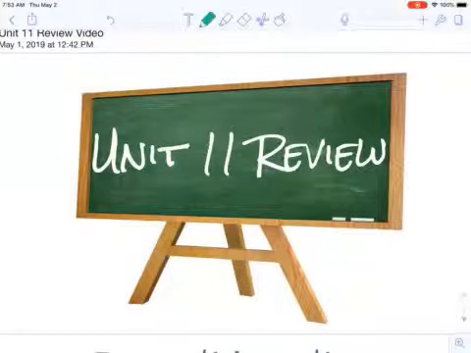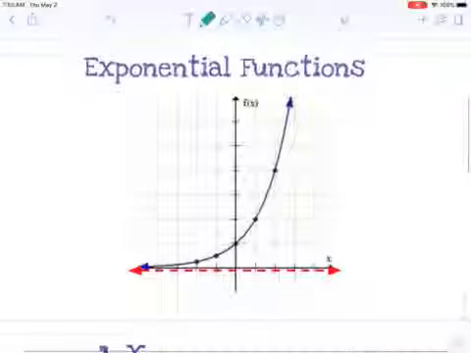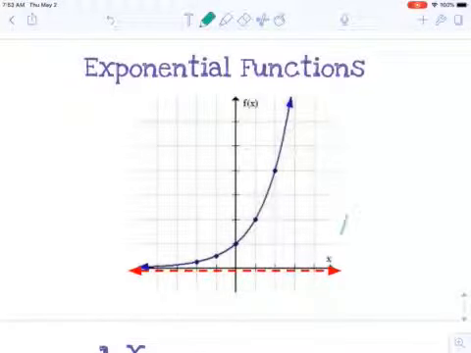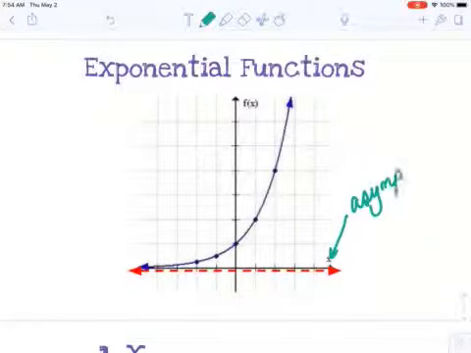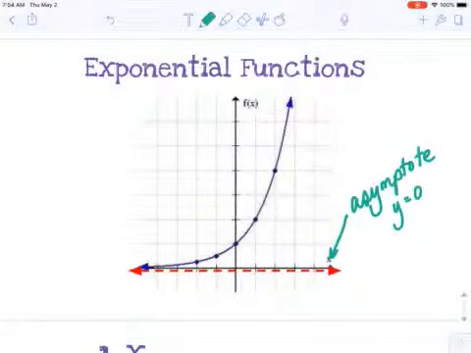Okay, Unit 11 of Algebra 1 was all about exponential functions. So let's really quickly review the parts of an exponential function. This red dotted line down here represents the asymptote. And remember that an asymptote is just the imaginary line that it does not cross or touch. So for our class, it's almost always going to be y equals 0, okay?